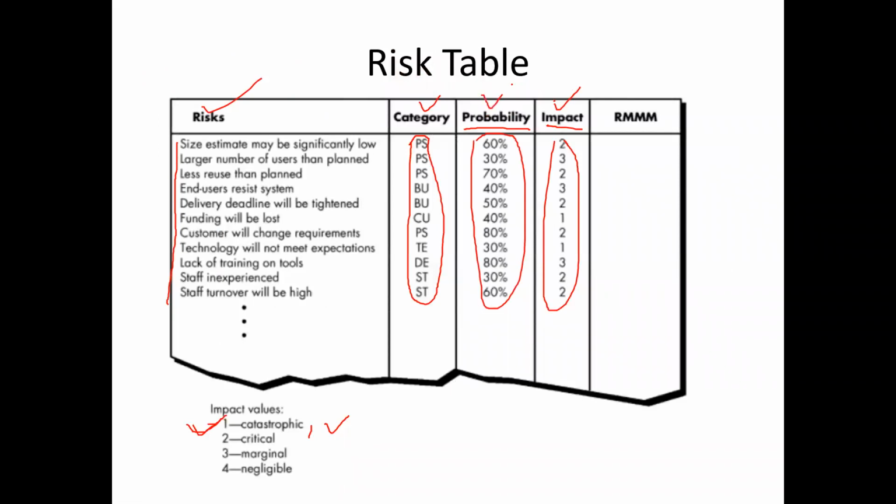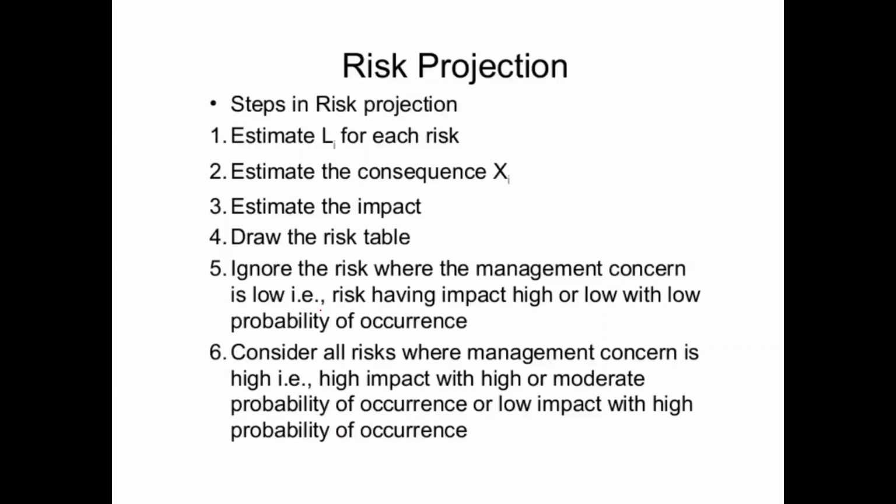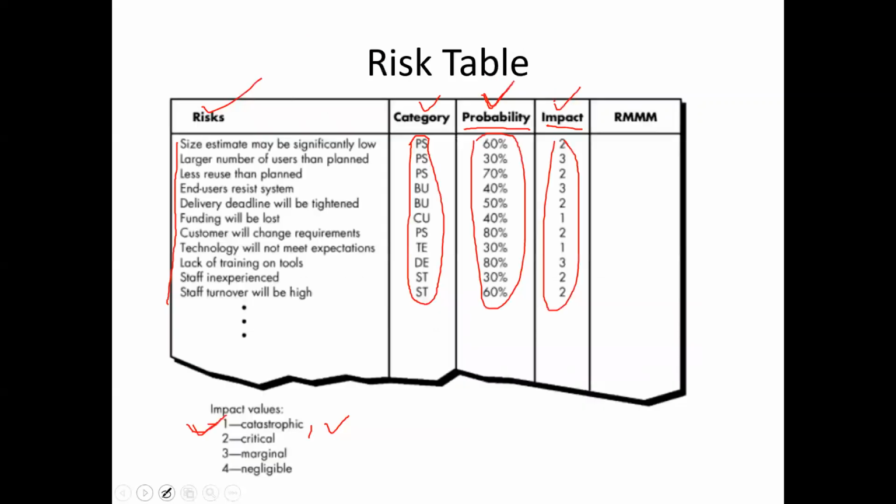This particular column, the third column, I have taken from that risk projection phase. After both risk projection and risk identification, we can develop a risk table. Up to this is very fine. If this is fine, then only we can proceed to the next. Up to this, I have already covered in the previous class.